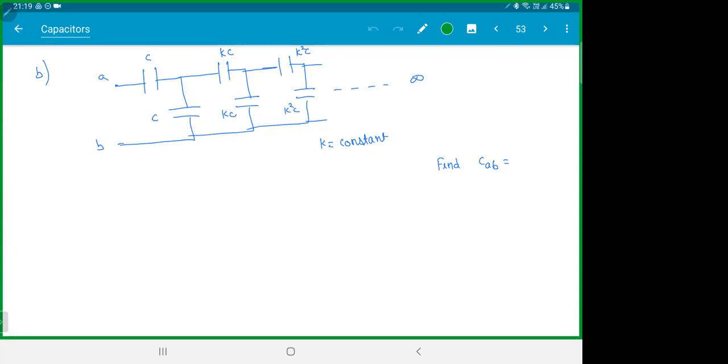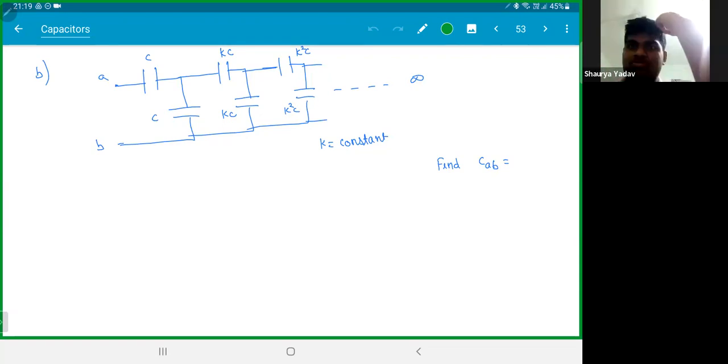What is the answer for this one? Did everyone try this? Forgot. Yes. What is it, sir? You forgot. No, sir. Tried but didn't work.